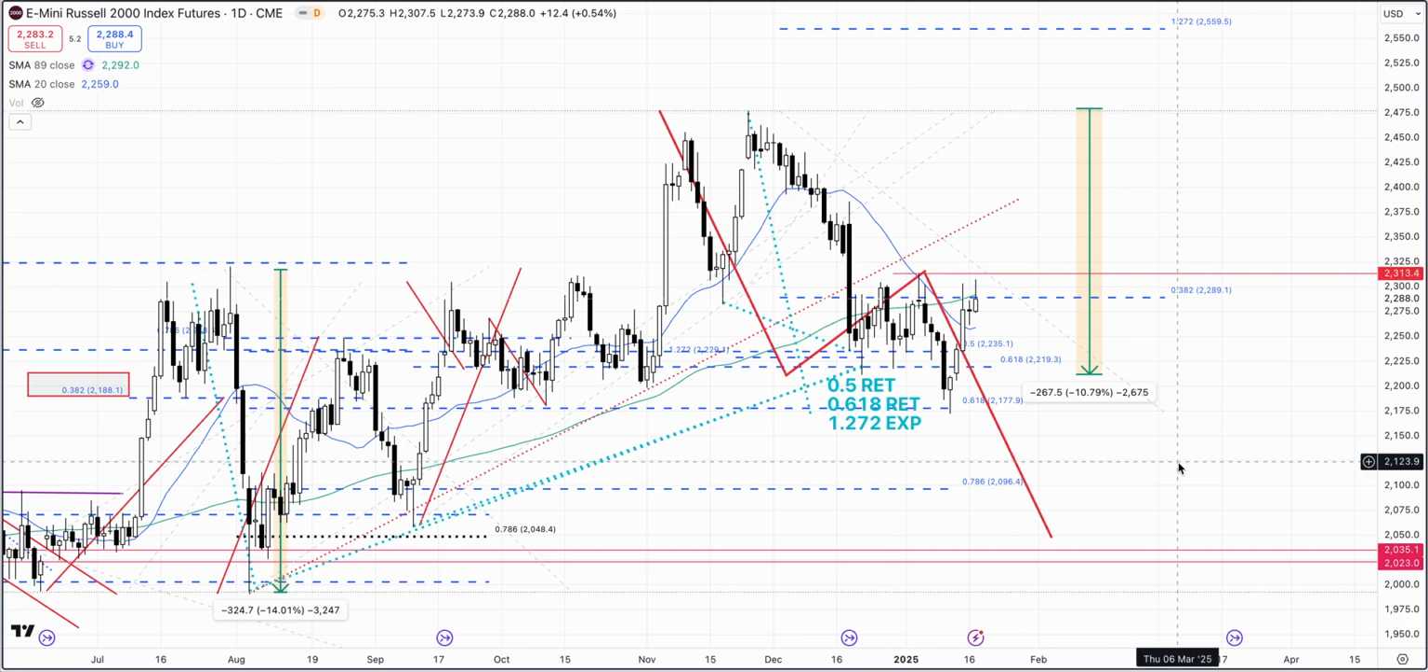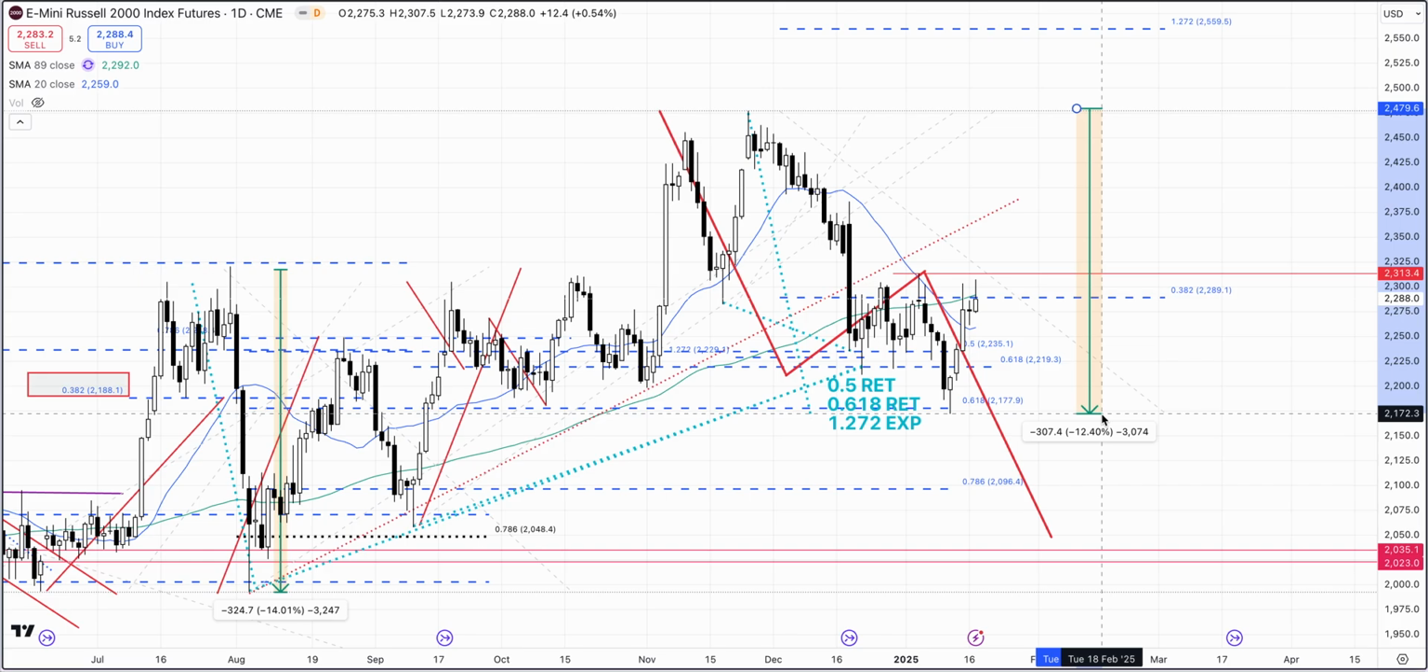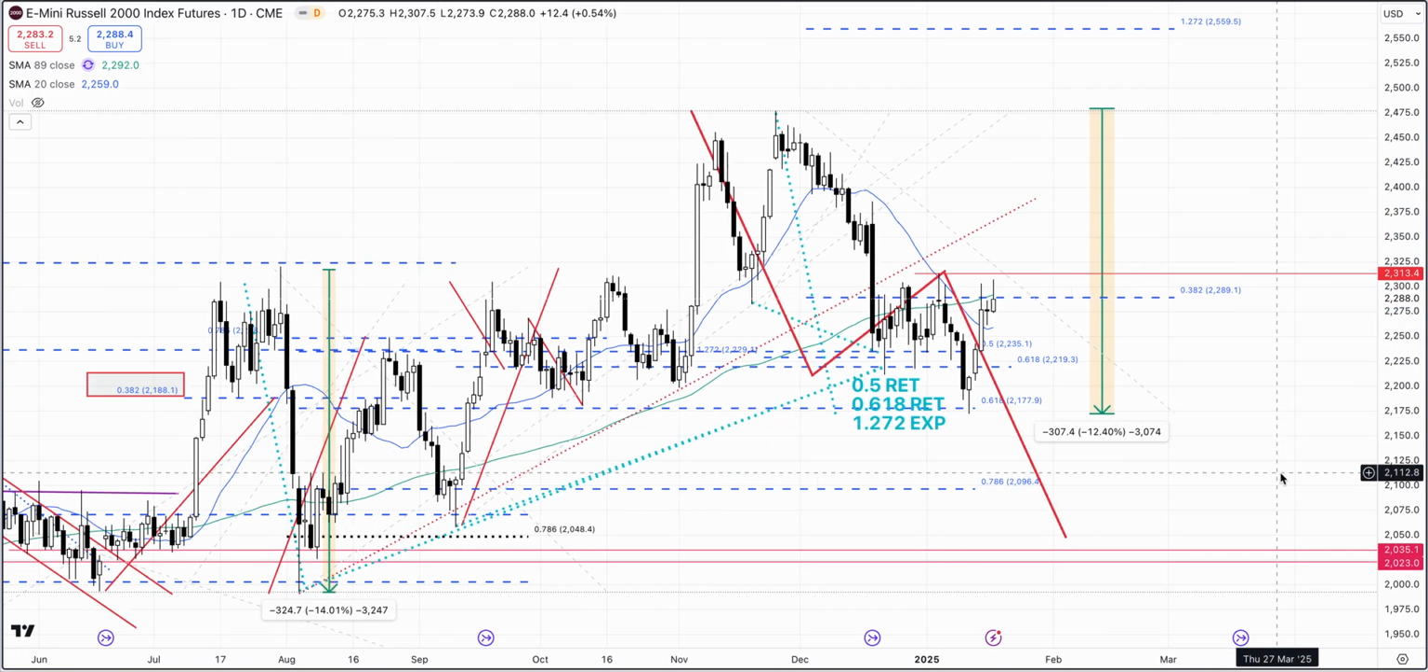2313. I think that's going to be a really positive development, and then price also becomes supported by the moving averages as it begins to close above the 20-day moving average. And if over time the 20-day moving average closes above the 89-day moving average, it's going to be a pretty nice momentum setup to the upside. So this is what we are watching in the key US markets for next week.